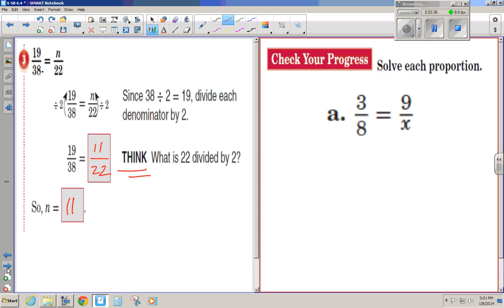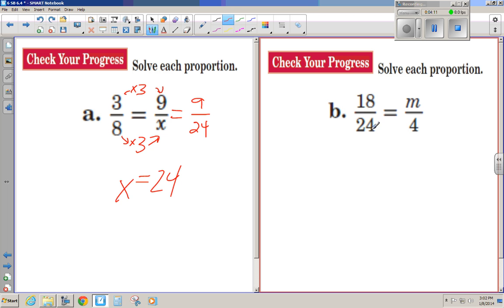There are all sorts of ways to manipulate these. So looking at this one, I would say look at 3. You're going to multiply by something to get to 9. Pause the video, write it in there. And now that you're back, if you multiply 3 times 3, you multiply 8 times 3, and you get that this is equal to 9/24. So x is 24.